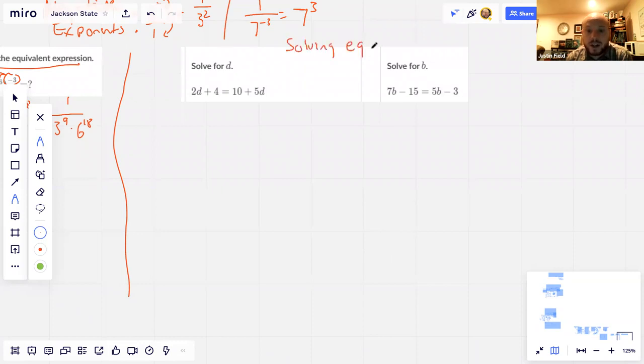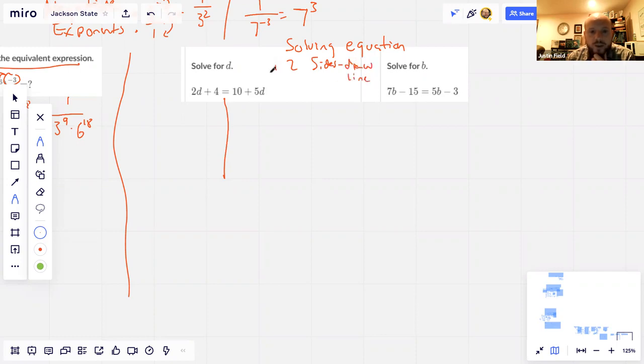Solving equations, my favorite. Okay, so what we do when we solve equations is we recognize there's two sides to an equation. Two sides, draw a line.